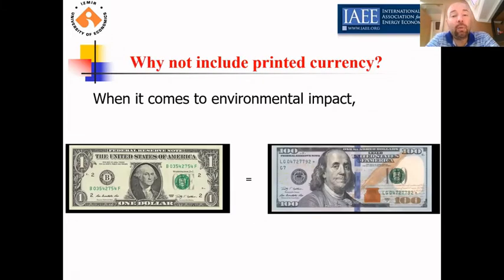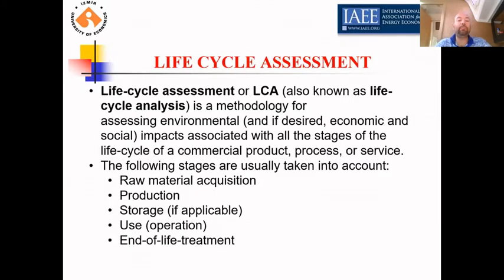At this stage, you may wonder why we only focus on Bitcoin and gold, why we left printed currency aside. That is because the way we define the functional units, the environmental footprint of a $1 bill and a $100 bill would be identical. Therefore, making a comparison would become meaningless, and that is why we only focused on gold and Bitcoin. Okay, now we can proceed with the details of our methodology.